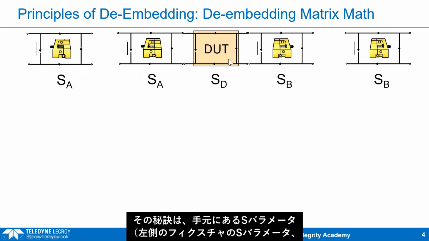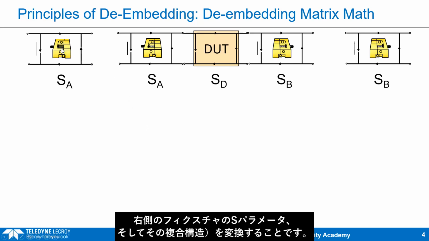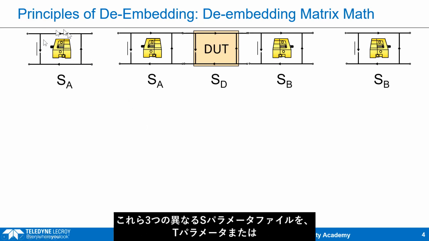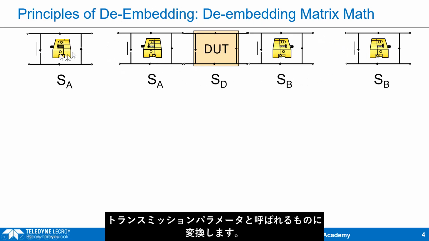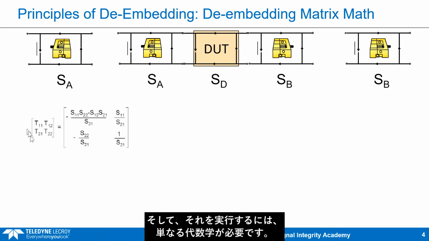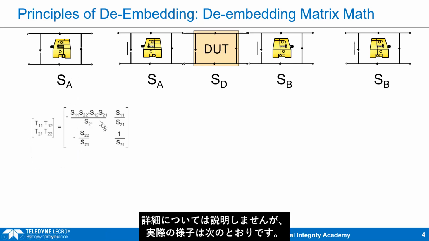And the secret to do that is we convert the S parameters that we've got, the S parameter of the fixture on the left, the S parameters of the fixture on the right, and that composite structure. We convert those 3 different S parameter files into what are sometimes referred to as T parameters or transmission parameters. And to do that, it's just algebra. I'm not going to go through the details of it. Here's what it really looks like.